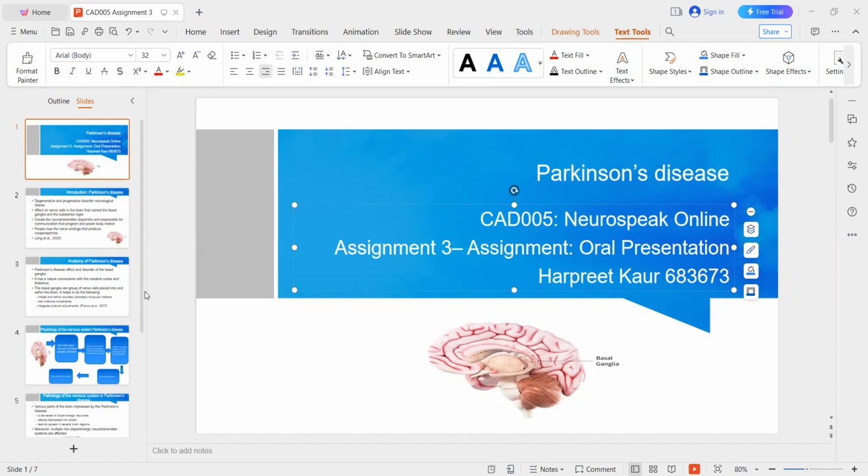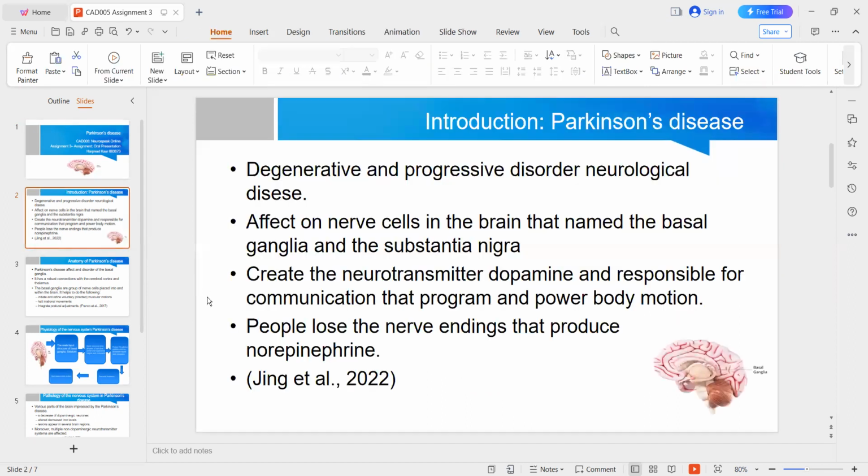I'm going to explain Parkinson's disease, and as per the assessment requirement, I'm going to talk about the anatomy, physiology and pathology of Parkinson's disease. Okay, let's start with the introduction of Parkinson's disease.